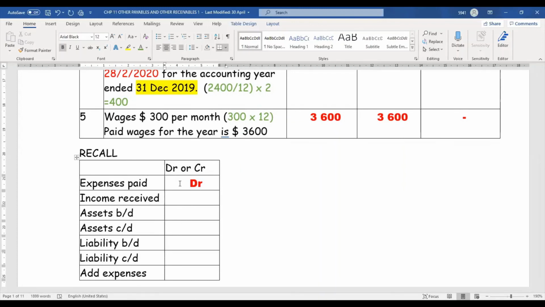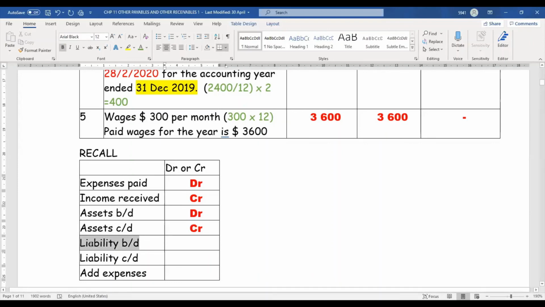If you got any question on this, you comment below, then I will answer for this. Income received. Income received, your income will be increased, so it will be credit side. Okay, I believe this is chapter 11. You're supposed to know the debit credit. If you still got some problem in your debit and credit, you just comment below. I will explain in detail. And the asset balance BD will be in a debit side. Asset balance CD means closing balance, will be in a credit side.